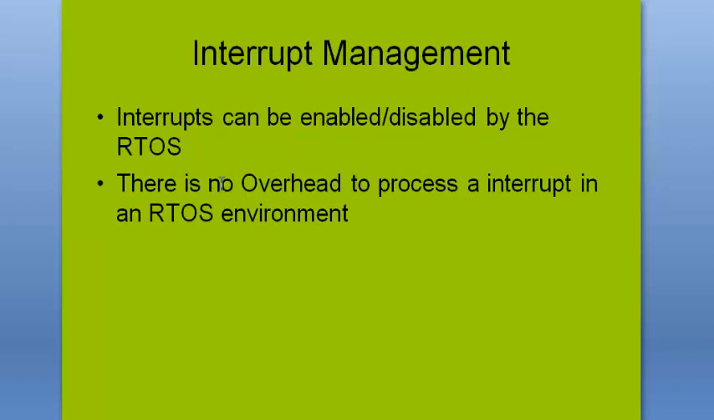Interrupt management. Interrupts can be disabled and enabled by the real-time operating system. Generally, the overhead to process interrupts is very small in a real-time operating system. So we need to measure the latency of the interrupt: the moment the interrupt occurs on the external hardware pins and the time it takes to activate your task. This time is the interrupt latency, and it will be very small in real-time operating systems.